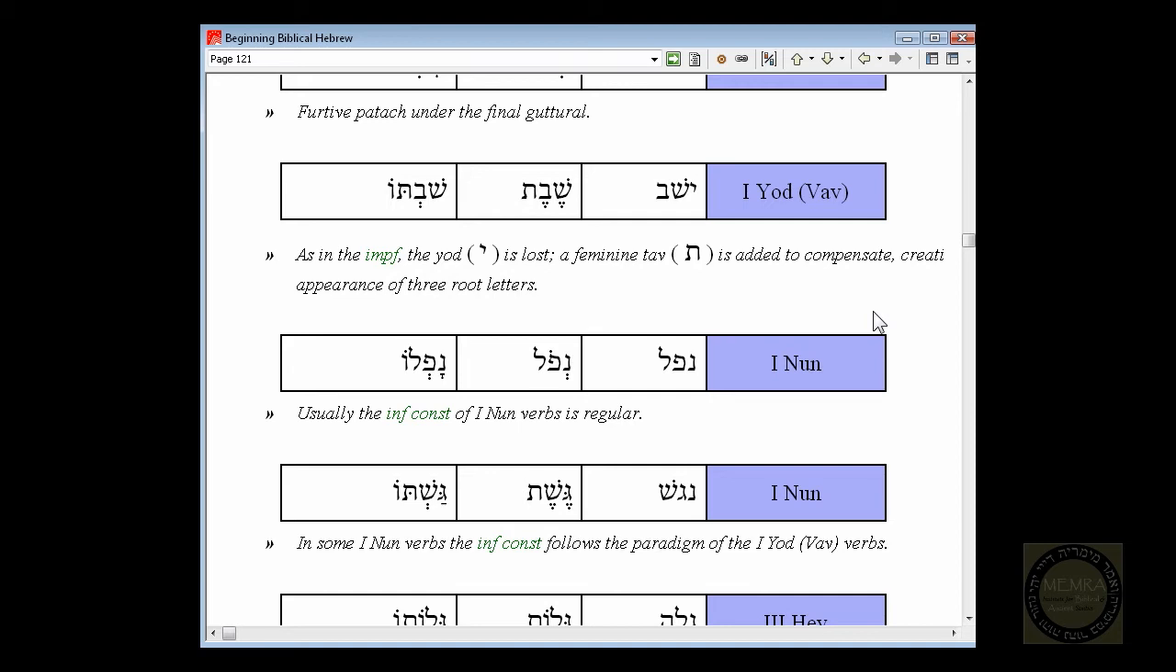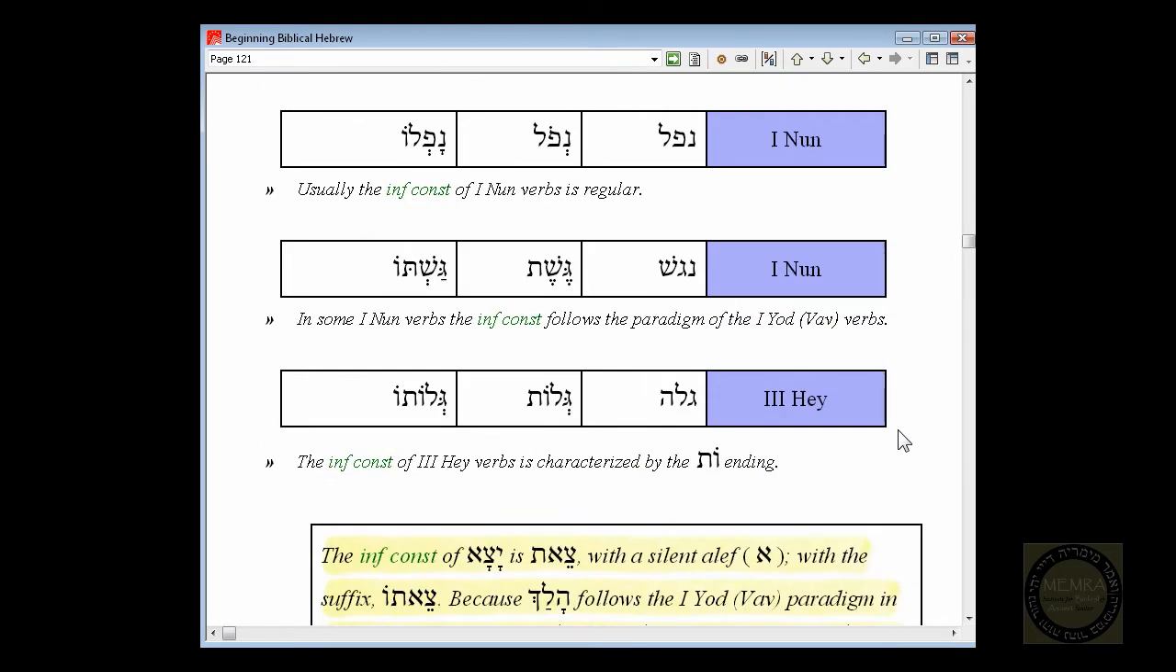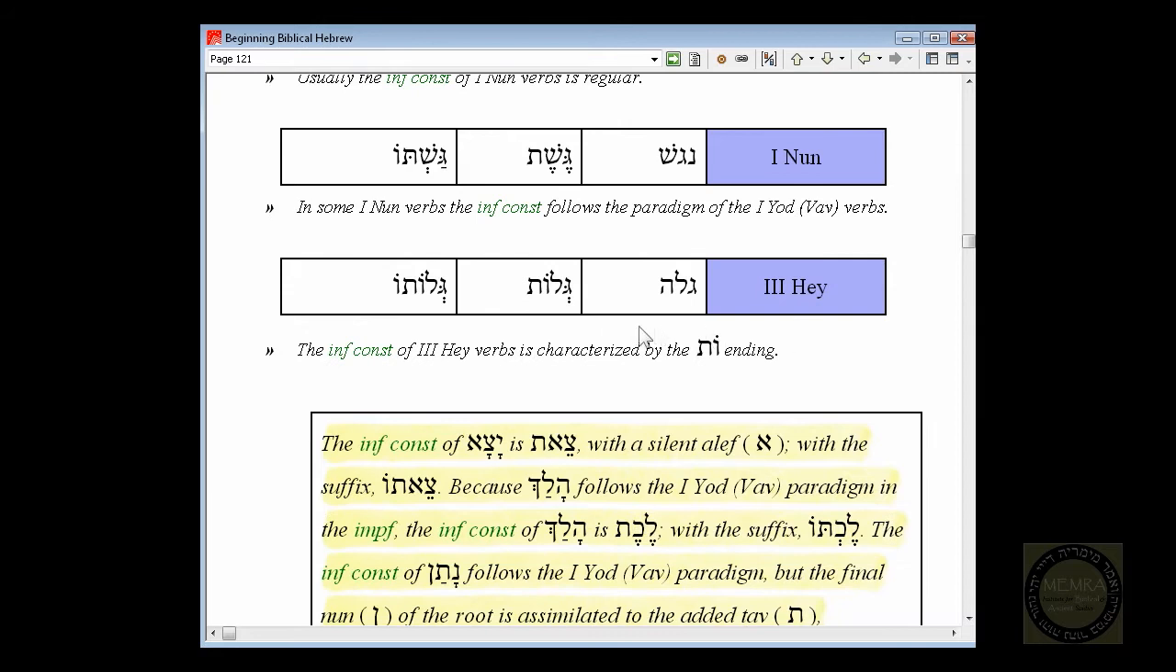Down here we have shva holum with other first noon types. Here's our geshet again. That was irregular. Third hey, we have shva holum, but it's going to end with a T. It's going to actually have the ot ending, just like a feminine plural noun. But it's not a noun. It comes from gala, but you still have shva holum. So you should be thinking, okay, shva holum, that must be infinitive construct from galat.